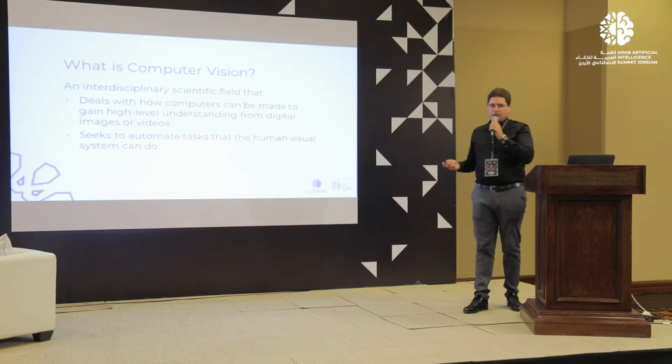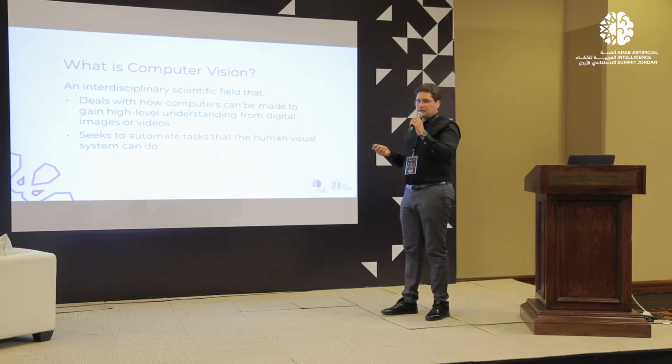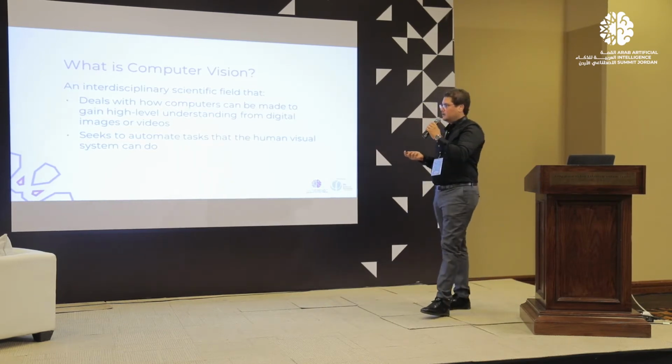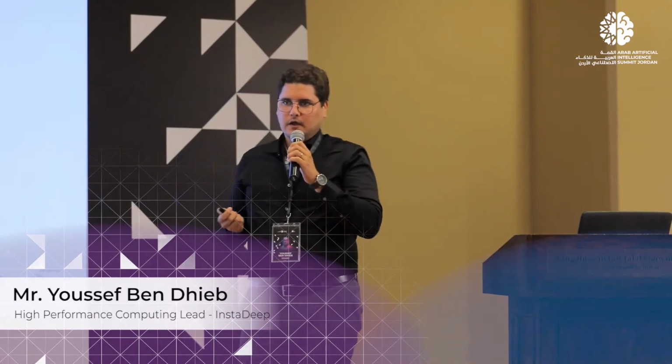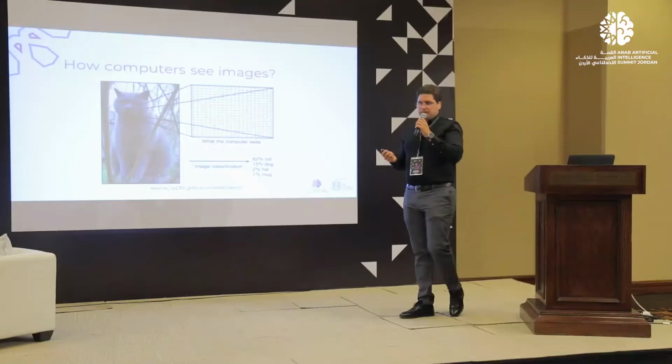So first, what's computer vision? Computer vision is a scientific multidisciplinary field. Its goal is to make computers understand images and videos, and it seeks to automate tasks that the human visual system can do.